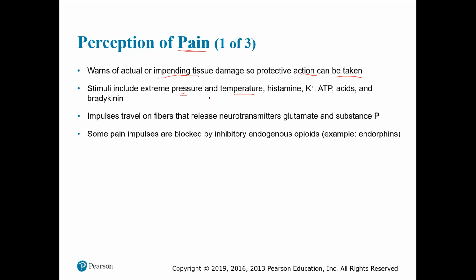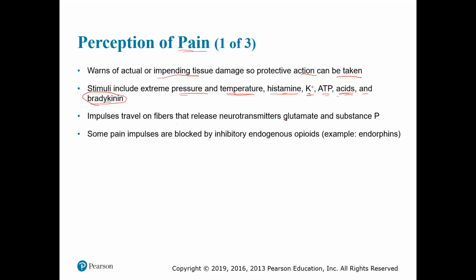Excessive pressure, though. Excessive pressure beyond what we feel in those Pacinian and Meissner's. Histamine, which is a chemical release. Ions, like potassium and ATP, of course, acids, and another chemical called bradykinin. Again, something like bradykinin, histamine you learn in AP2. But these are just chemicals that can give you the perception of pain. But here's the chemicals that are released.